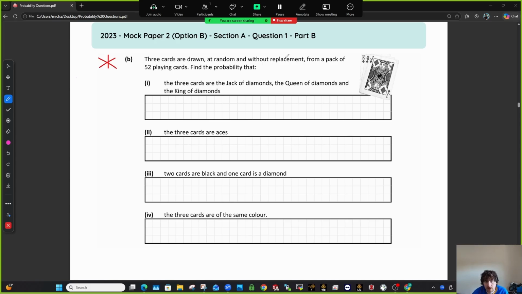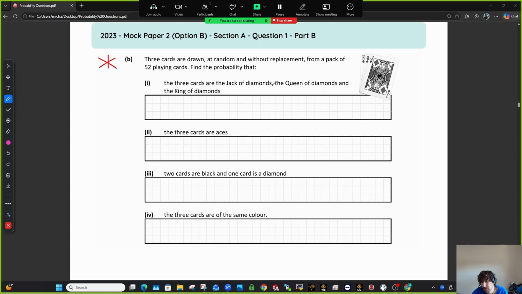3 cards are drawn at random without replacement. Okay, so that's important, the without replacement. Basically, whatever card was drawn first changes the probability of the next draw. So there's dependence. They're dependent. The 3 cards are very specifically the Jack of Diamonds, the Queen of Diamonds, and the King of Diamonds, right? That's a very specific scenario.